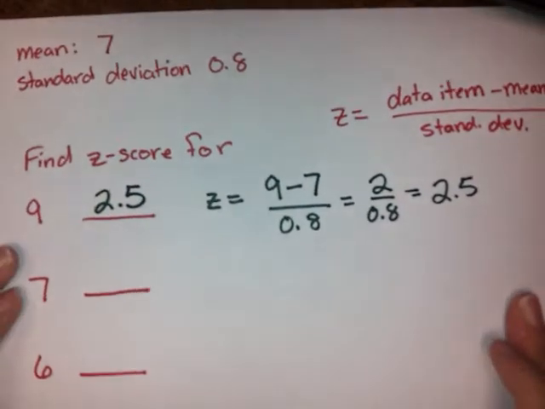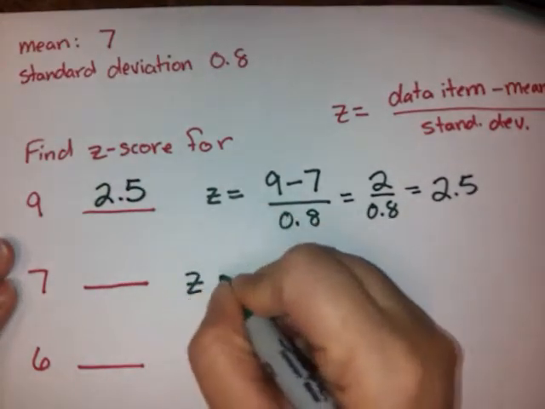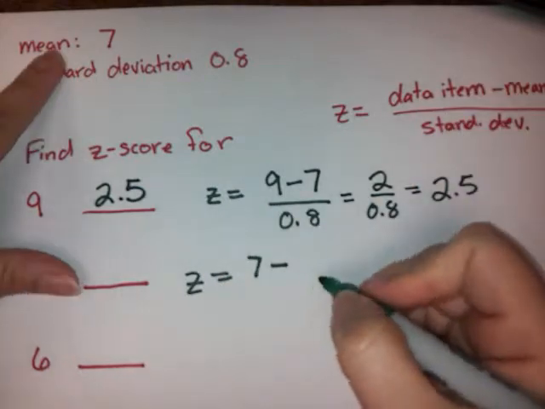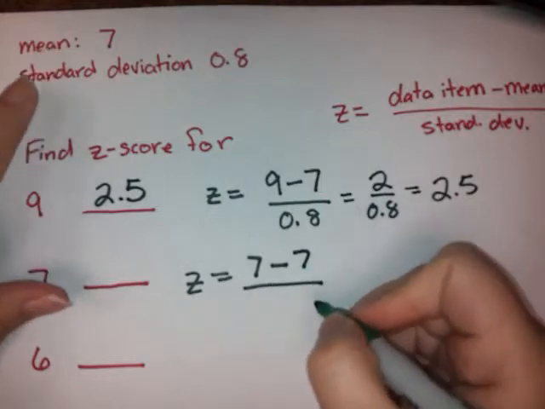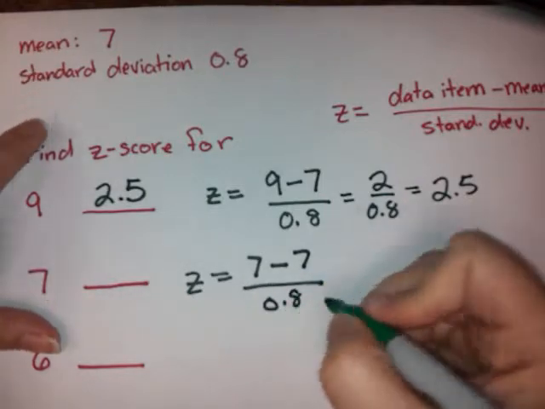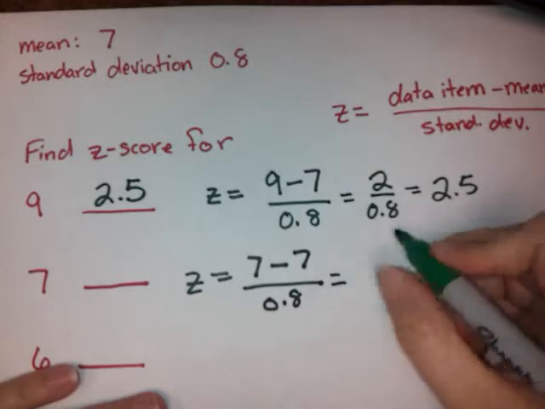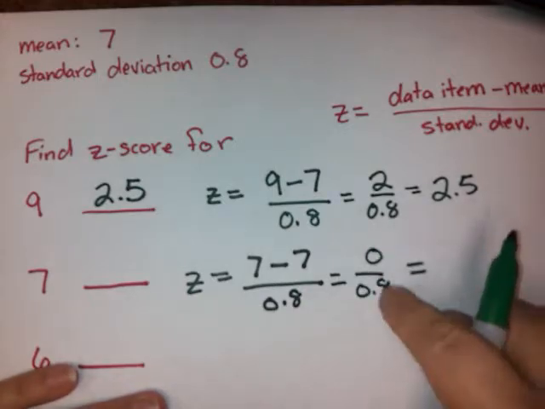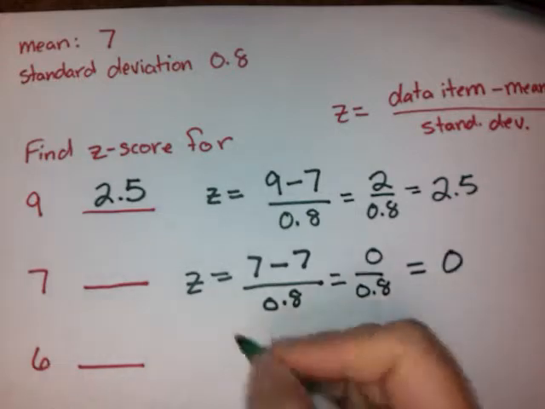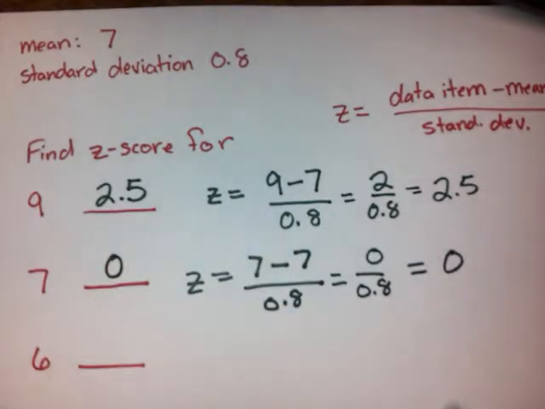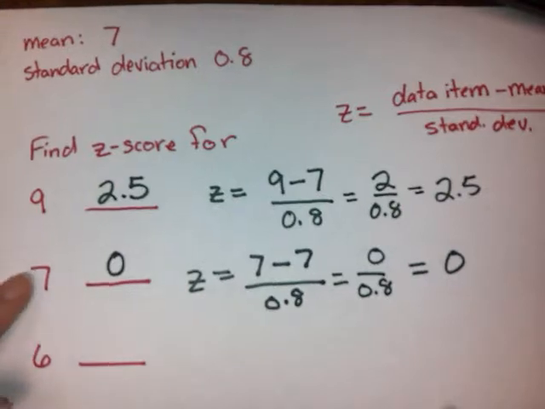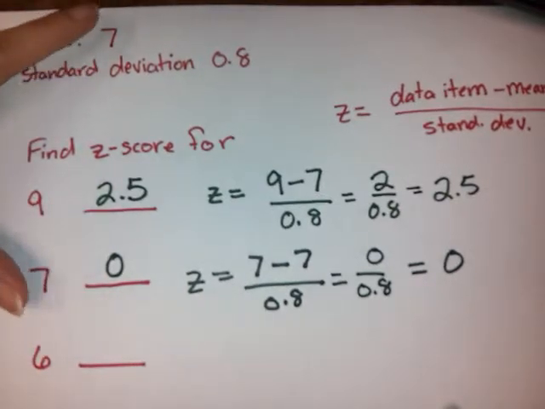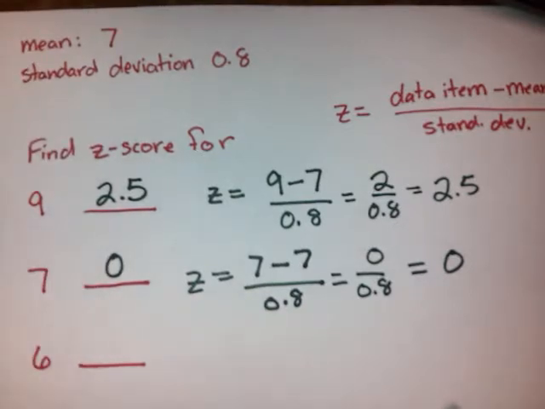So same idea for the 7. Data item is going to be 7 minus the mean, which is 7, divided by the standard deviation, which is 0.8. 7 minus 7 is 0 over 0.8. Well, 0 divided by anything is 0, and so our answer here is 0. So anytime your data point matches your mean, if your data point and your mean are the same, your z-score is going to be 0.